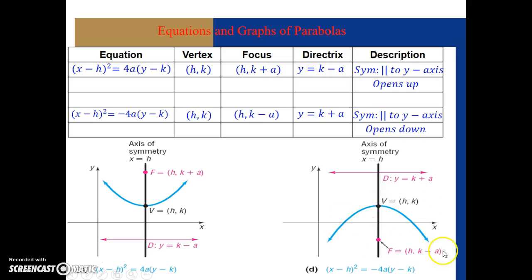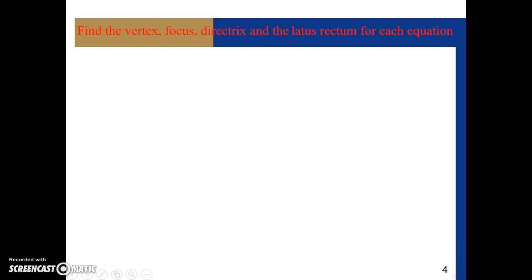For a parabola that opens down, the vertex is still (h, k), the focus is going to be below it, so it's k minus a. The directrix is going to be above it, so it's k plus a, and the line of symmetry is going to be a vertical line that contains the vertex, so that's the vertical line x equals h. Once again, we can get all of that information from the actual equation if they give us the equation. But also, if they give us some of this information, we could find the equation of the parabola that they're referring to.